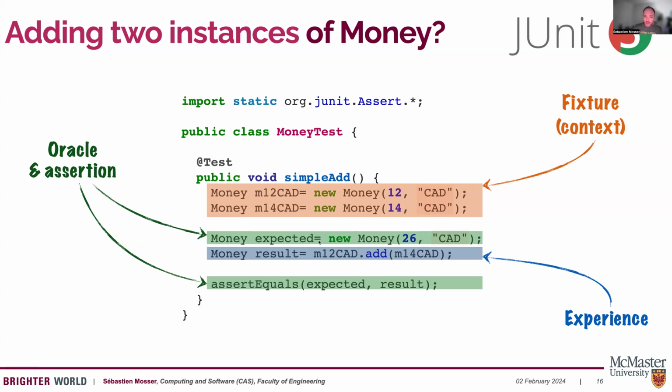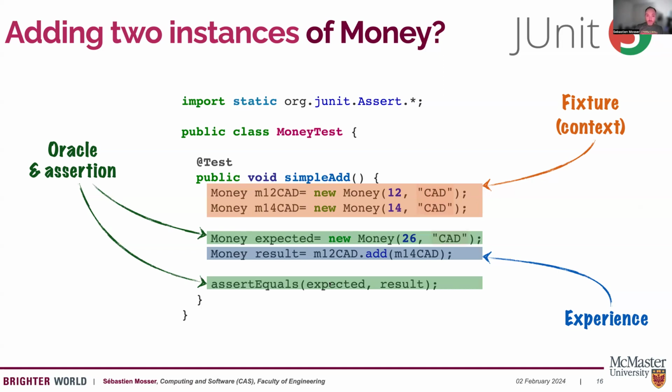And the last part, what we call the experience, is actually calling the code. This is the only part of the code that is related to my business logic. And it's pretty small. It's one line out of five. So 20% of my test is actually running the code. 80% of my test is putting things in a given context, telling what I'm expecting, and measuring that what I obtained, the result, is equal to what I was expecting.